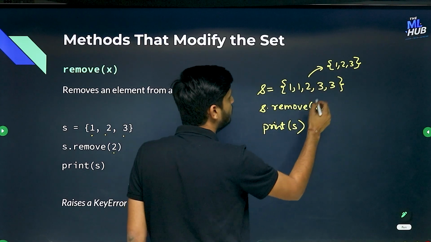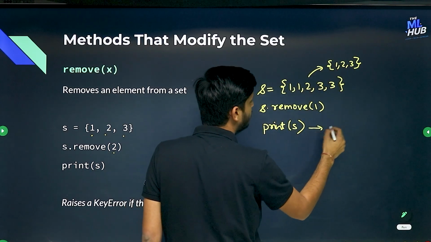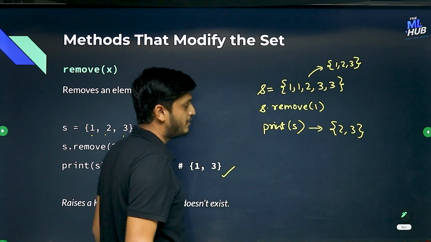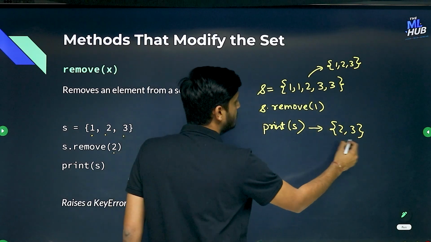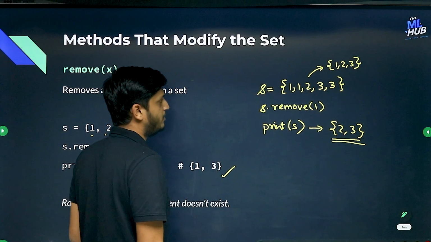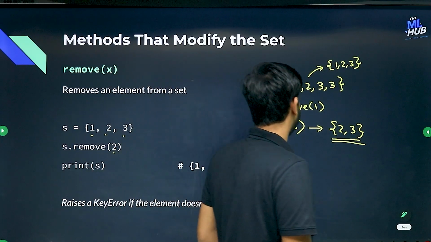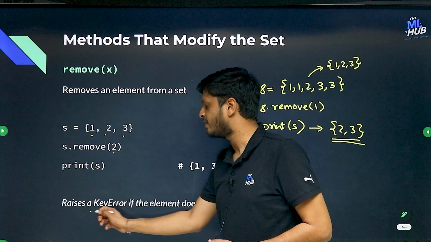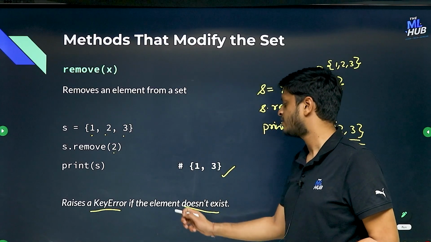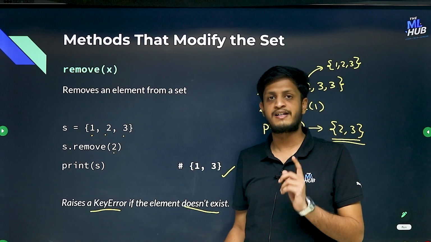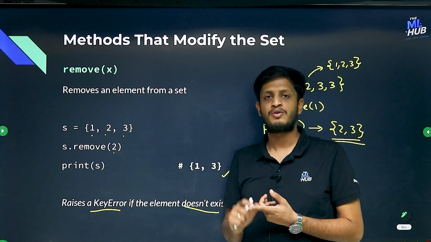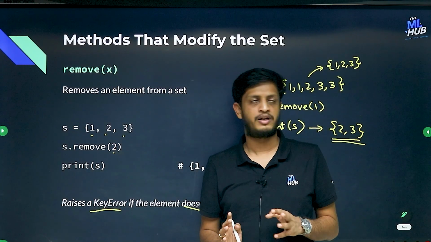When you do s.remove(1), 1 will be removed, and when you print s, only the elements 2 and 3 will be printed. The order can be anything. So it can be either 3, 2 or 2, 3, but there will be only 2 elements in the set. This is how the remove function works, and it will raise a KeyError if the element does not exist. So if the element doesn't exist, it will raise an error and the program will stop. The same thing happens in list and tuple as well. You have to use the remove function very carefully.